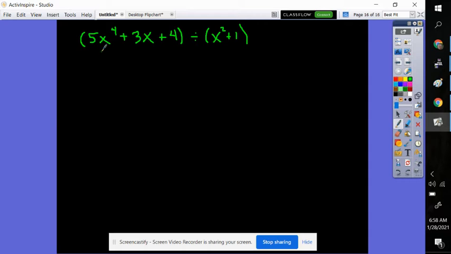Here we go. This example is a little bit different, and a little bit more unique, we should say. 5x to the fourth plus 3x plus 4 divided by x squared plus 1. So I'm going to write out first my 5x to the fourth, but notice that I don't have an x to the third, so I'm going to put plus 0x to the third, as we talked about in class. This is mostly for a placeholder. I don't have an x squared, so I'm going to put a 0x squared. Okay. Plus 3x, and then plus 4. Cool.